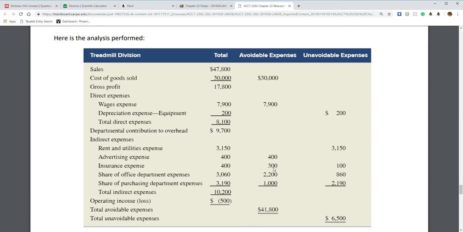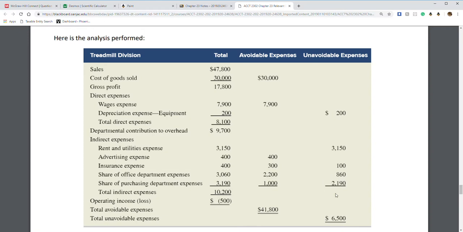Insurance has avoidable costs. Some will go away if the division is gone, but some will remain. It's insurance. It's not always going to go away. Next is office department expenses. It's their share. Again, that's an allocated little item. So some will go away, some will not. Some are unavoidable. And also, purchasing department expenses. Again, some will go, some will stay. In fact, a big old chunk will stay.